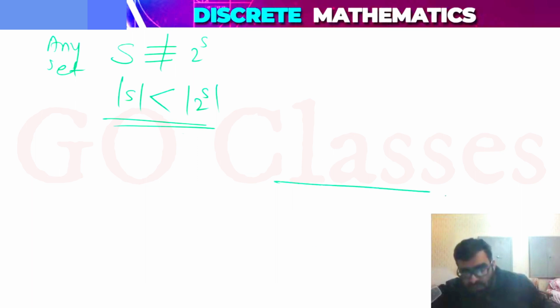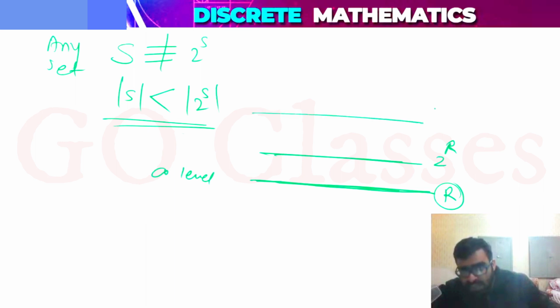For example, let's assume this is the level where the set of real numbers is present. Okay, this is the infinity level where the set of real numbers is present. Then this is the infinity level where 2 power R is present. What is 2 power R? This is basically the power set of real numbers. And if this is the level where 2 power R is present, then this is the level where 2 power 2 power R is present. Okay, and if this is the level where 2 power 2 power R is present, then this is the level where 2 power 2 power 2 power R is present, and so on and so on. So like this you can prove it.